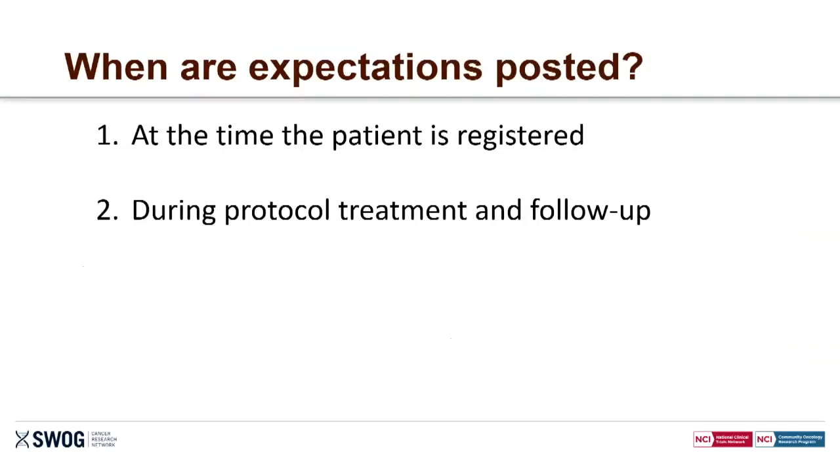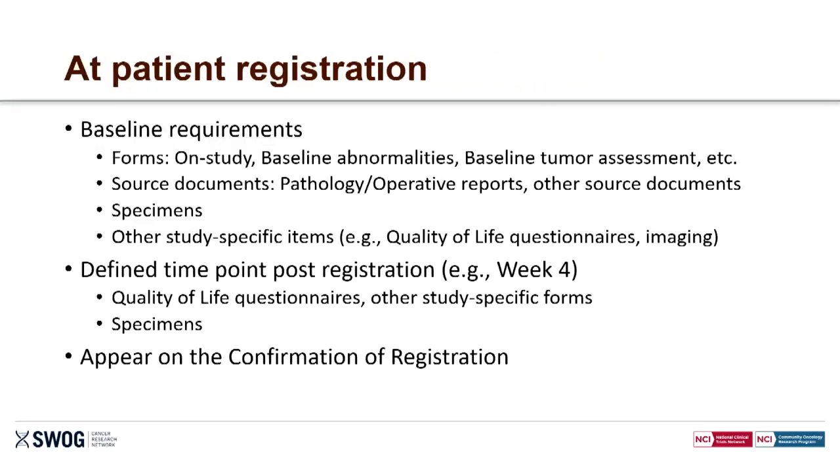So when are expectations posted? They can be posted at the time the patient's registered or during protocol treatment and follow-up. So at patient registration, the kinds of things that we're looking for are the baseline requirements. The forms, the on-study form, the baseline abnormality form, source documents, the path report, specimens that are required at baseline, and other study-specific requirements such as the quality of life questionnaires or imaging or other kinds of source documents.